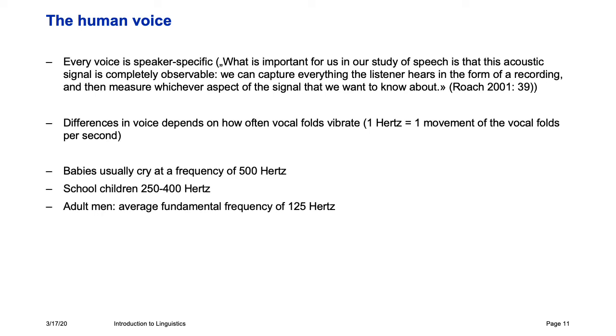We have much more than that when we're speaking, and the total number of hertz vibrations of the vocal fold per second goes down as we age. Babies usually cry at a frequency of 500 hertz, which is why they're perceived as having very high voices. This goes down as the vocal folds stabilize and become firmer and less elastic. And adult men finally have an average fundamental frequency of about 125 hertz, which, however, is still a lot when you come to think of it.